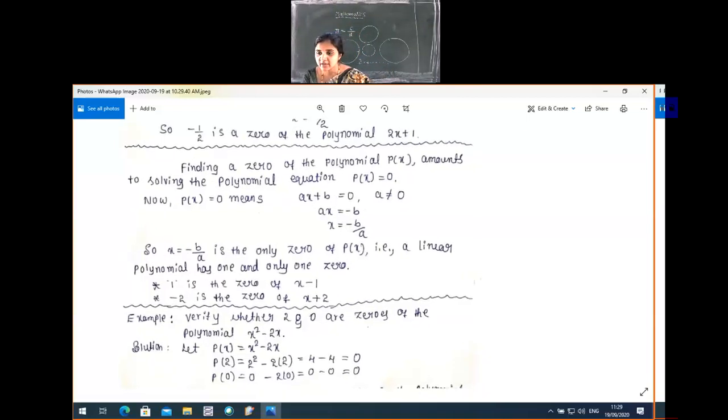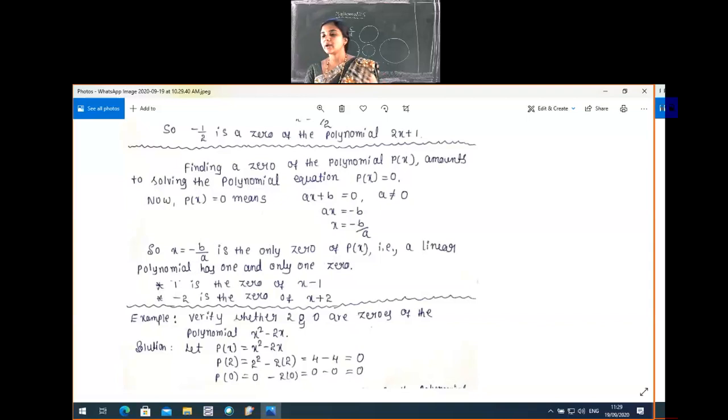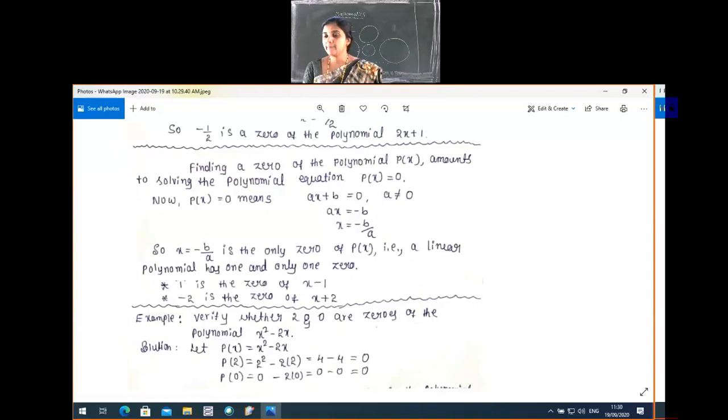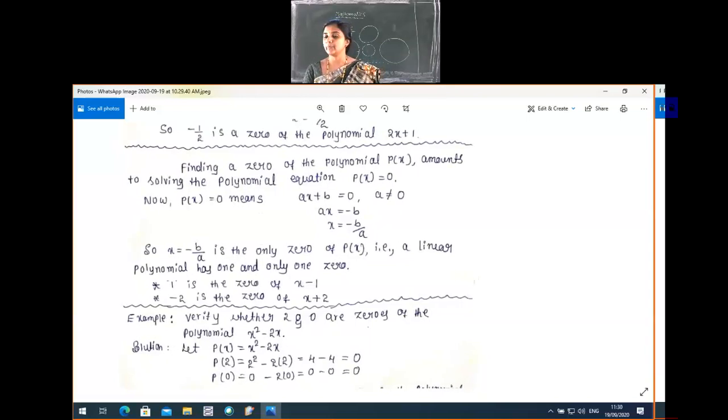Okay? So here we have one example, x minus 1. In the last class we discussed x minus 1 and x plus 2, no? For x minus 1, the zero is 1 and only 1. Next, for x plus 2, minus 2 is the zero of x plus 2. You are observing that these are linear polynomials, with zeros 1 and minus 2. For the first problem, 1 is the zero of the polynomial, and for the second problem, minus 2 is the zero of the polynomial. Can you get one more zero for x minus 1?